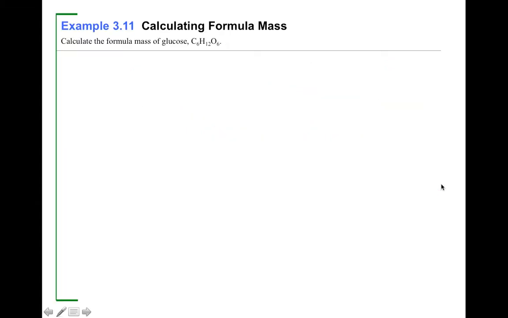And so let's look at another example. Calculate the formula mass of glucose. All right, so what is the formula mass of glucose? Again, formula mass is the mass of one molecule if it's covalent, or formula unit if it's ionic. So we're going to say, all right, well, this guy's got 6 carbons in it, plus 12 hydrogens, right? Here's my carbon, my hydrogens, plus 6 oxygens in it, right?